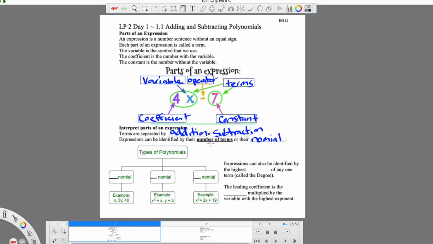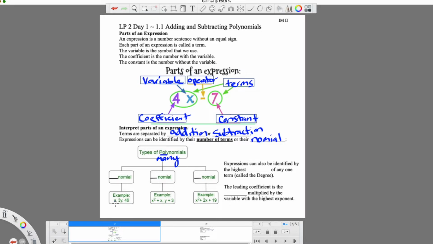Okay. So types of polynomials. So poly actually means many. And nomial means number of terms. So many number of terms. Okay, that's literally what polynomial means. And down here, so we have these ones here for this example. We have x or 3y or 46. Sorry, I was going to say 4x, but 46. They're separated by commas, so they're different pieces, so they're all individual. So these are all just one thing.